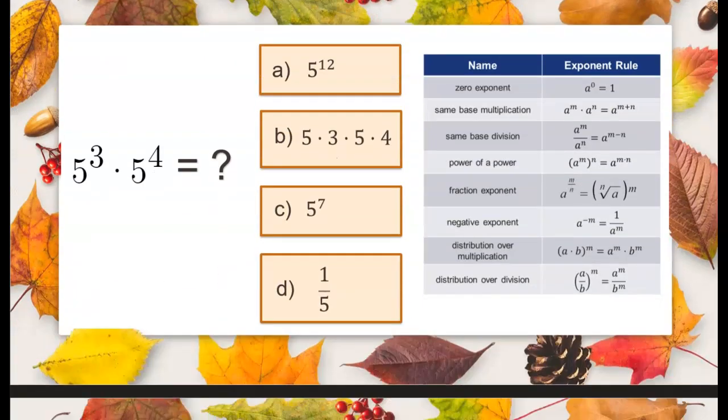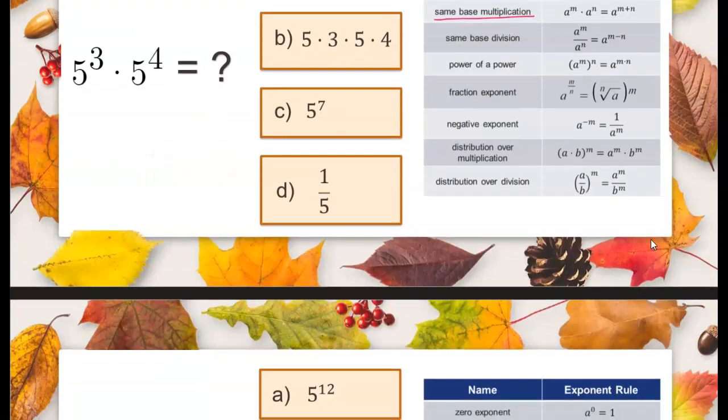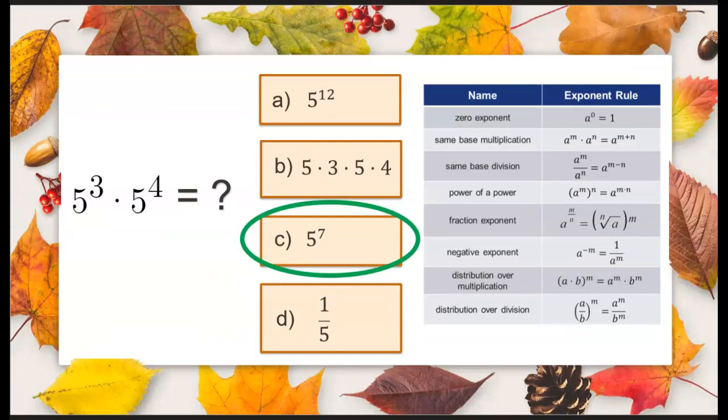How about this one? 5 to the 3rd times 5 to the 4th. Which rule over here are we going to use? The answer here is 5 to the 7th. That's because we're going to add the exponents, 5 to the 3 plus 4, because we're multiplying.